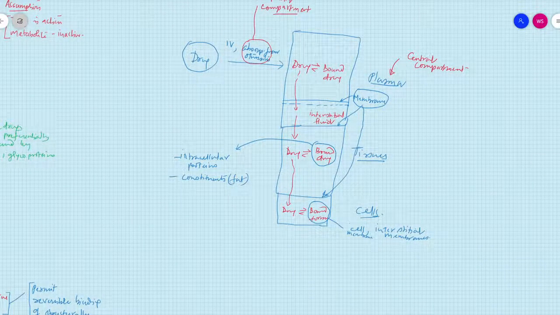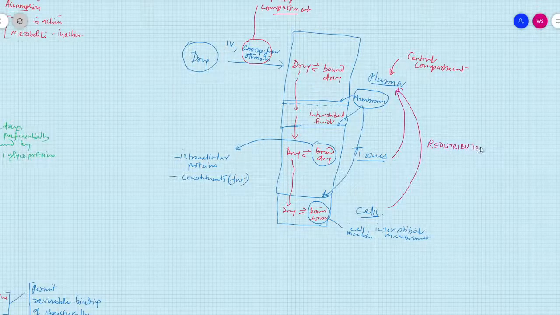And then what did we say? We talked about that from the cells and tissues, the drug can go back into the plasma when the concentration of the drug, free drug in the plasma decreases. And what is that called? That is called redistribution. Okay, what is the consequence of redistribution? The drugs have got a very long T-half.